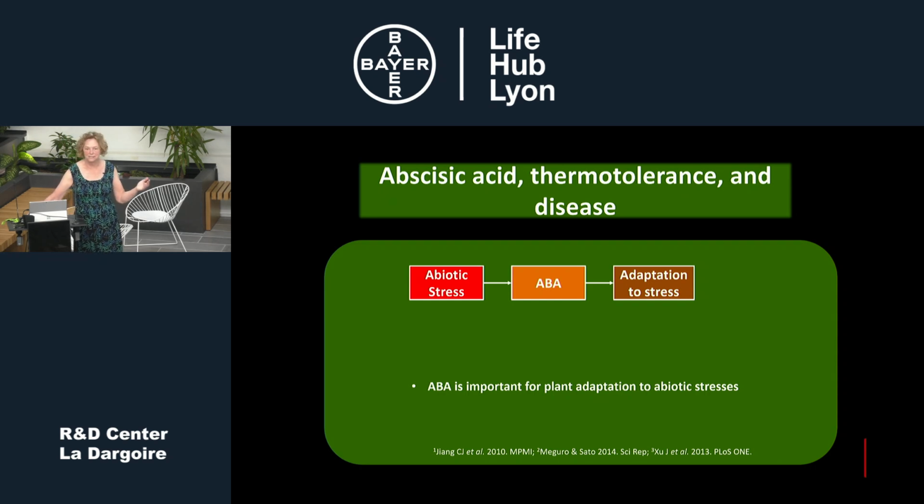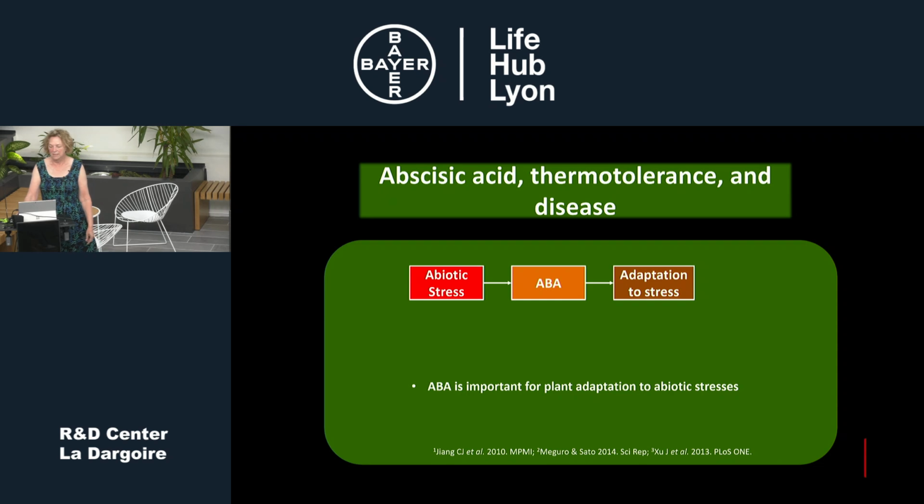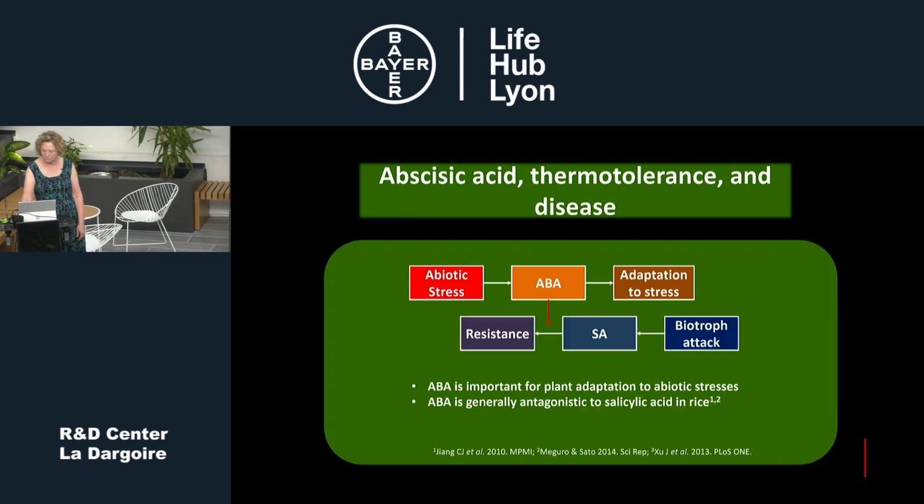We looked at many other things, and I'll show you a little bit of that, but abscisic acid is known to be an abiotic stress response. So drought stress, heat stress, it's known to be upregulated and to help in the adaptation to those stresses. It's also known to be antagonistic to the salicylic acid pathway in many systems. So in rice, it's been shown to be antagonistic to salicylic acid. And salicylic acid, for those of you who are into biotic stresses, is an important plant hormone in biotic stress resistance.